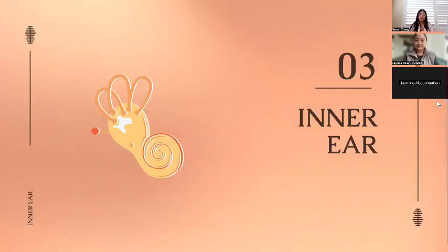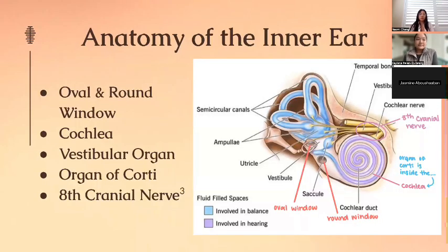So I'll be talking about the inner ear. The anatomy of the inner ear consists of the oval and round window, cochlea, vestibular organ, organ of Corti, and the eighth cranial nerve.